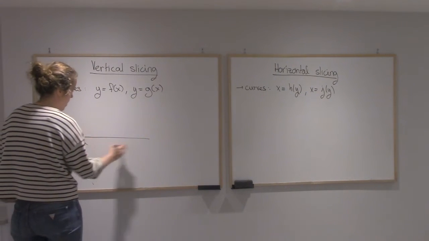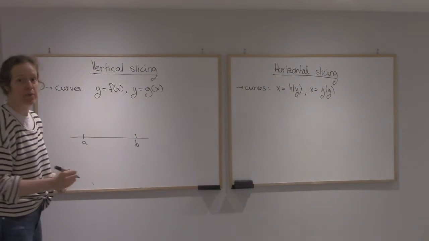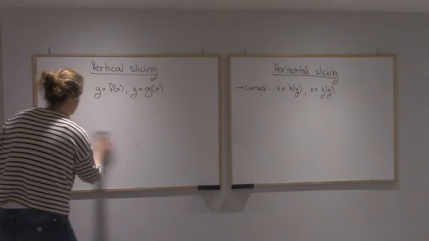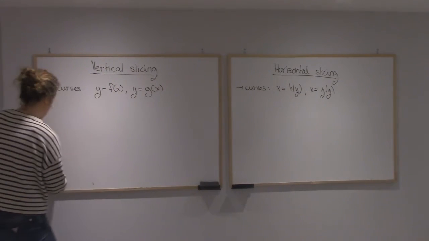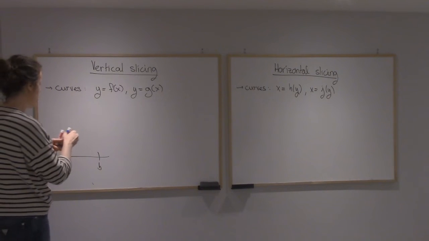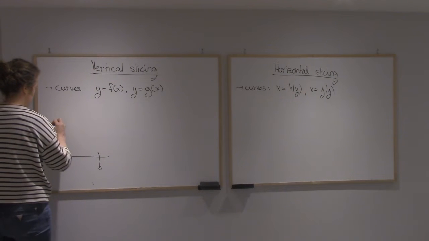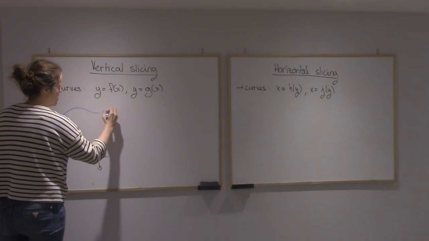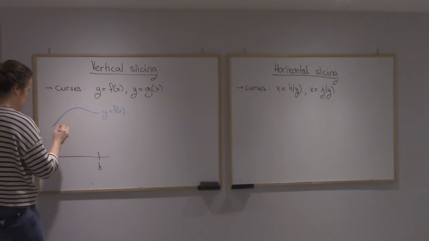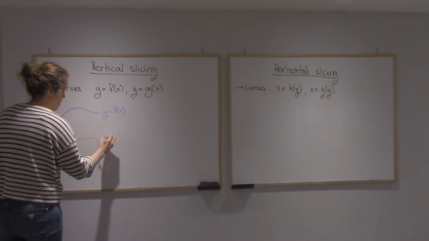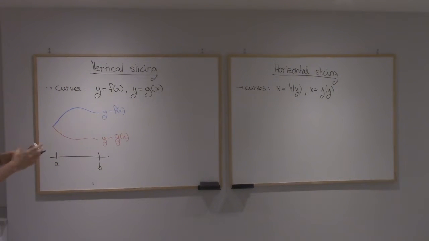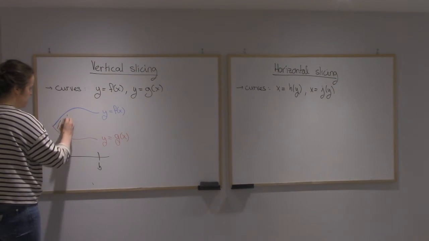In this case, you have x as your variable, so it goes from a to b. Then you have a curve above, a curve below. So let's say y equals f of x, y equals g of x. And then the region is everything in between.